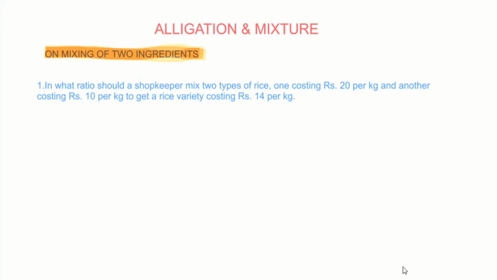Today we will see Applied Mathematics CBSE Grade 12, Alligation and Mixture. As such, modular arithmetic has already been taken and the video has been uploaded on this channel. Now we will move on to Alligation and Mixture. In this video we will see mixing of two ingredients: how to get the ratio, or if the ratio is given, how to check the price, and vice versa. Let us move on to the sum. While doing the sum, the formula will be explained.